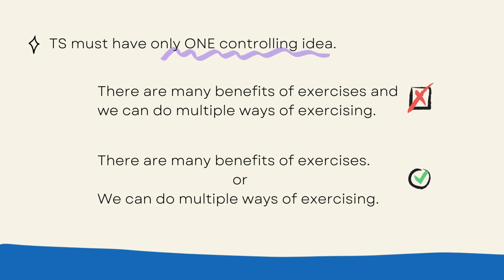The last rule is thesis statement must have only one controlling idea. Let's look at the example. There are many benefits of exercises, and we can do multiple ways of exercising. This is an incorrect thesis statement because there are two controlling ideas. One, you want to talk about the benefits, and another one, you want to talk about the ways. So the correct thesis statement would sound something like, there are many benefits of exercises, or we can do multiple ways of exercising.